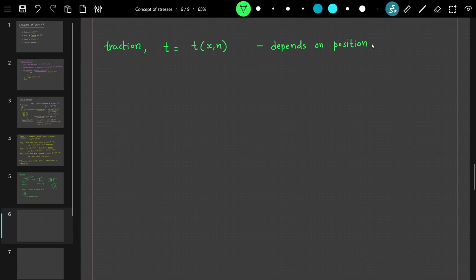So it depends on position, that is x, and it depends on n. So what is n? n is a reference surface normal. So why does it depend on n? Let's try to understand this.